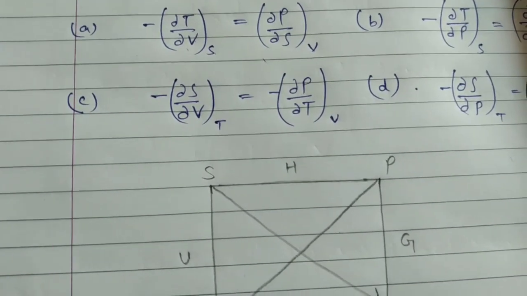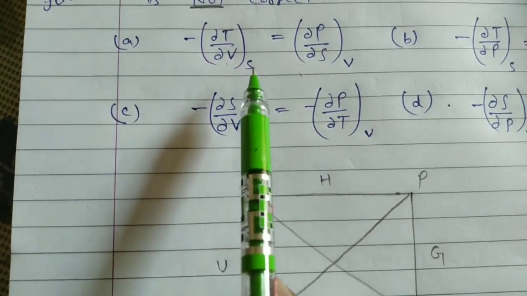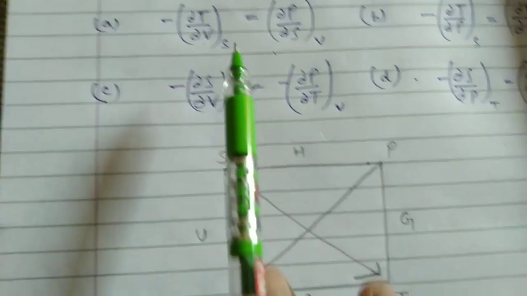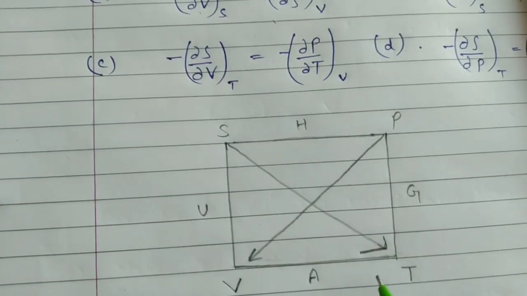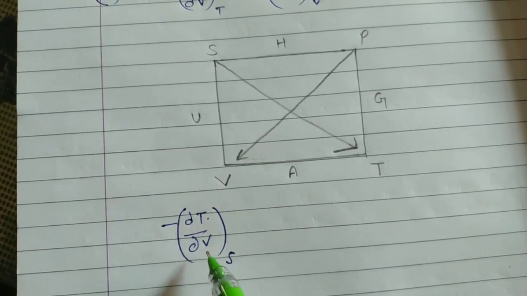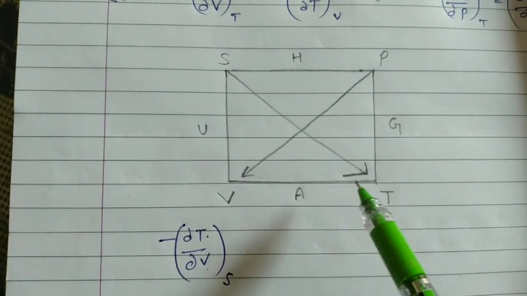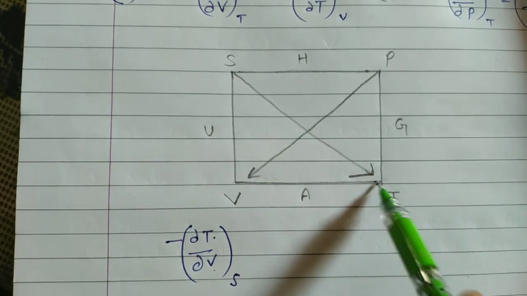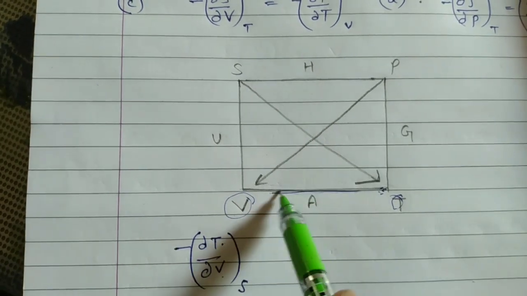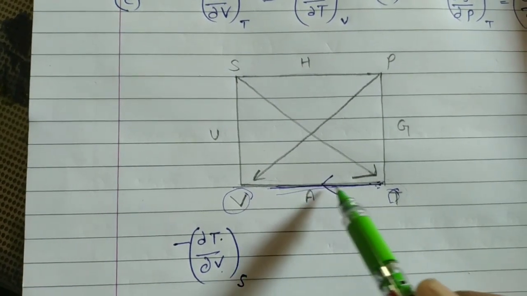So let's try the first option, the partial differentiation of temperature with respect to volume at constant entropy with negative sign. So we will check this first option by using thermodynamic squares. As I already told you, first we have to draw the path according to our question. So here we are going from temperature, volume, and then entropy. So in the thermodynamic square, we will draw our path as temperature to volume, and then entropy. So we will go like this. This is temperature. We are going from temperature to volume. Means we are going this way.